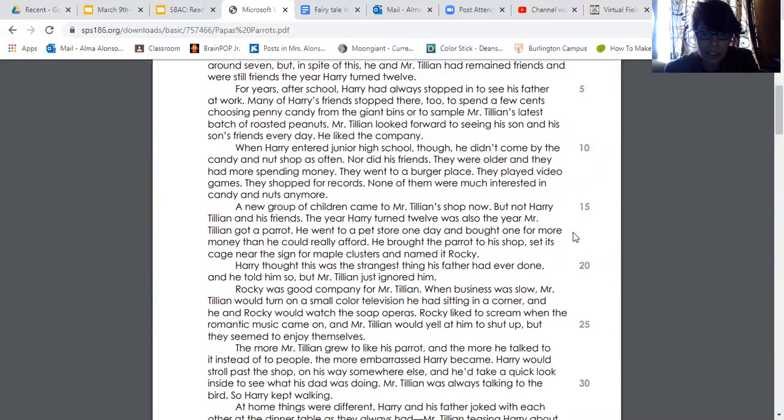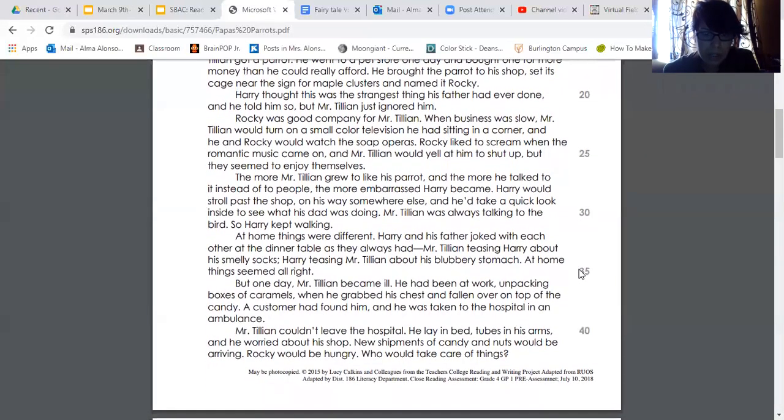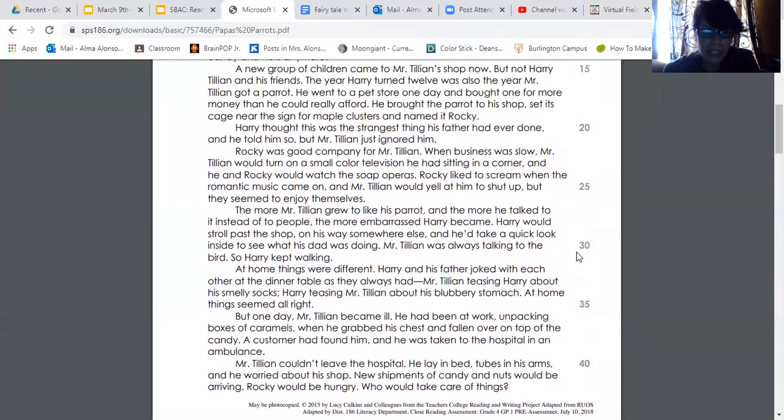Because he lost interest, again, Harry's dad didn't have anyone to talk to or spend time with, so he decided to buy a parrot. Okay, and he named him Rocky. So he buys a parrot. He spends a lot of time with him. He talks to the parrot a lot, and Harry becomes embarrassed. He sees his dad talking to this parrot every time he passes by the shop, so he tends not to stop by as often as he used to before.